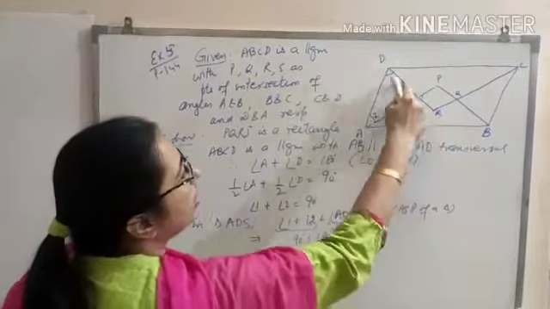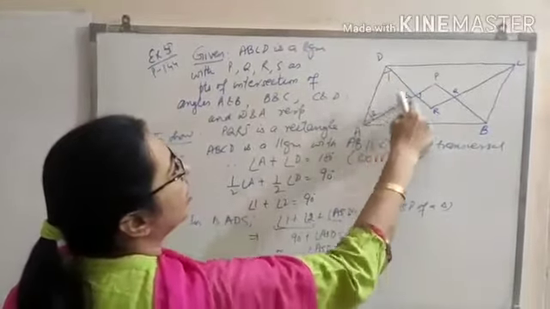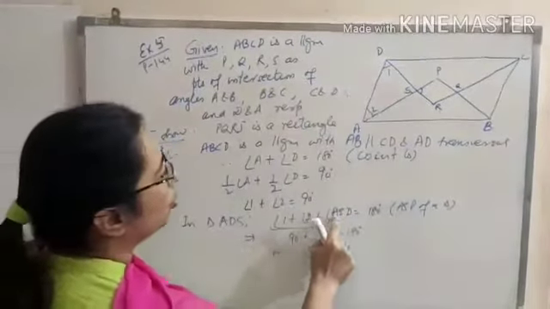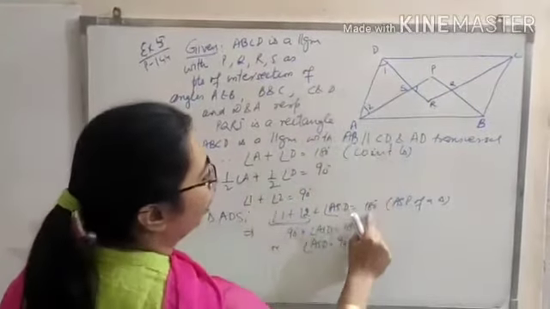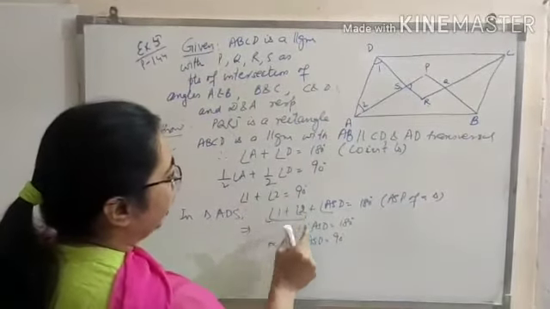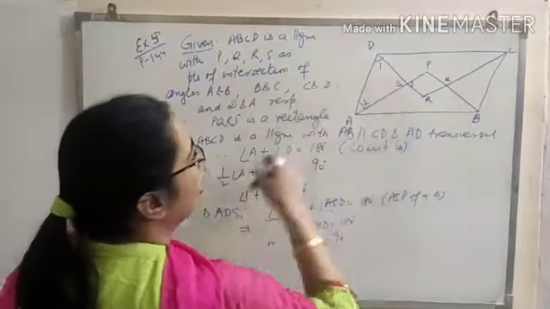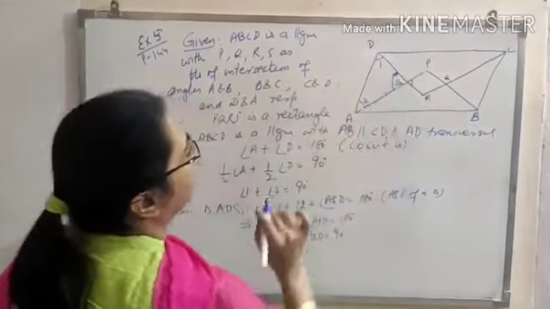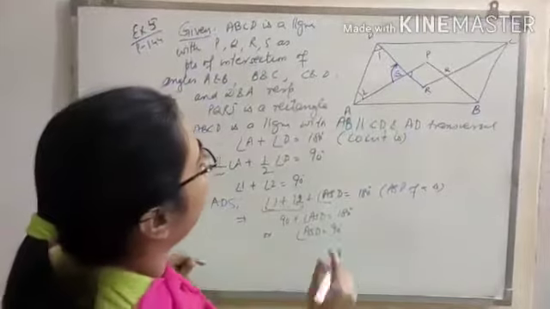Now I consider this triangle ADS. In this triangle I will apply the angle sum property. 1 plus 2 plus angle ASD is equal to 180 degrees. And 1 plus 2 I have already proved is 90. So angle ASD is also 90 degrees.